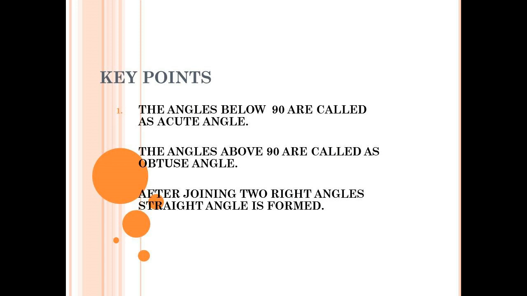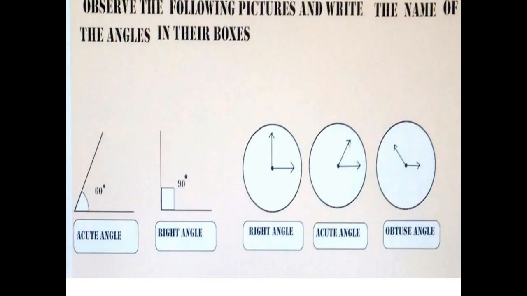Let me recollect the key points from the types of angles. The angles below 90 degrees are called acute angles. The angles above 90 degrees are called obtuse angles. After joining two right angles, a straight angle is formed. Here some pictures are given. Let me try. See the first one, what type of angle is this? It is below 90 degrees. So it is an acute angle.